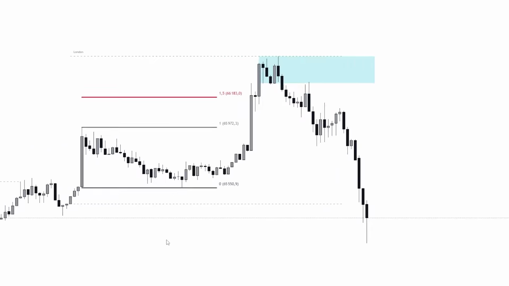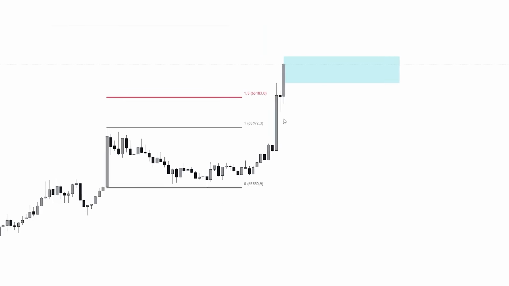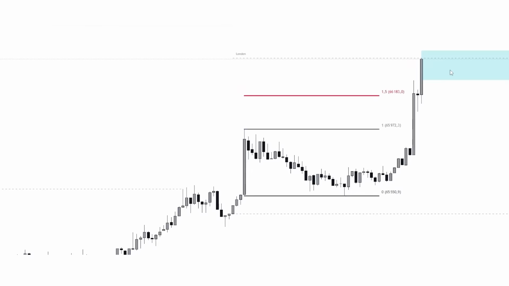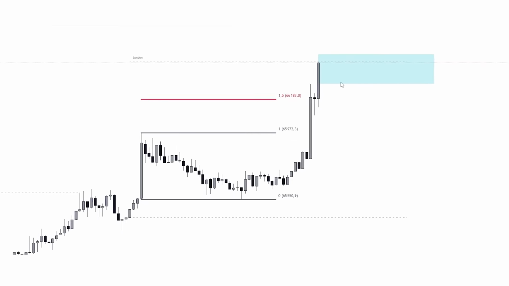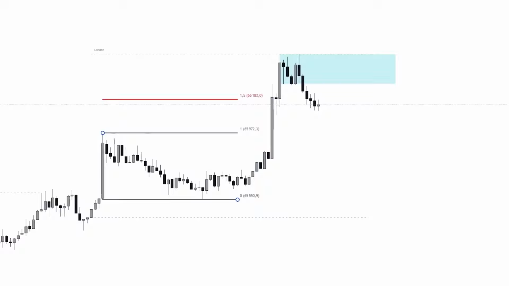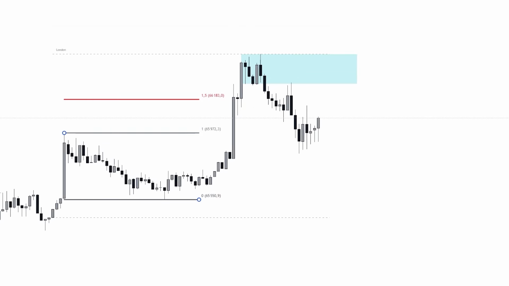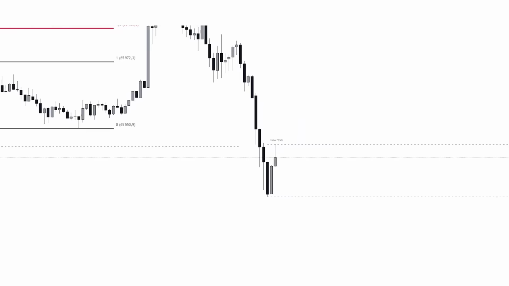How comfortable would you be entering a short position after such an impulsive move? Personally, I would feel extremely uncomfortable entering a short position under these circumstances. This is exactly why we need this Fibonacci level, to filter out trades like this. And in this particular case, the trade could have turned out quite well. But in practice, this filter will save us many times.